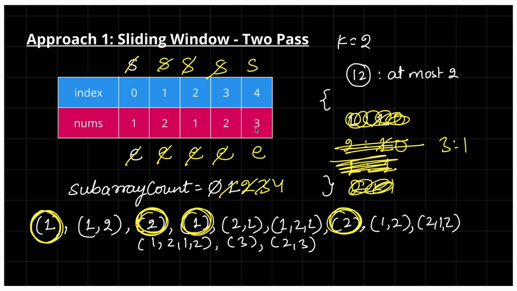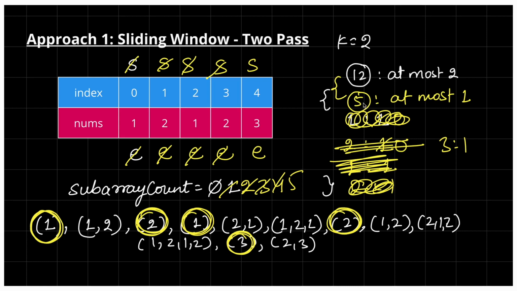Now you have 1 element in your window, in your hash map, which means this 3, right? Great. So now what you will do, you have count and you will increment it. So you have subarray count is 5. Previously it was 12. Now you have calculated 5, and this is nothing but at most 1. At most 1. So now what you will do, you will basically subtract them.